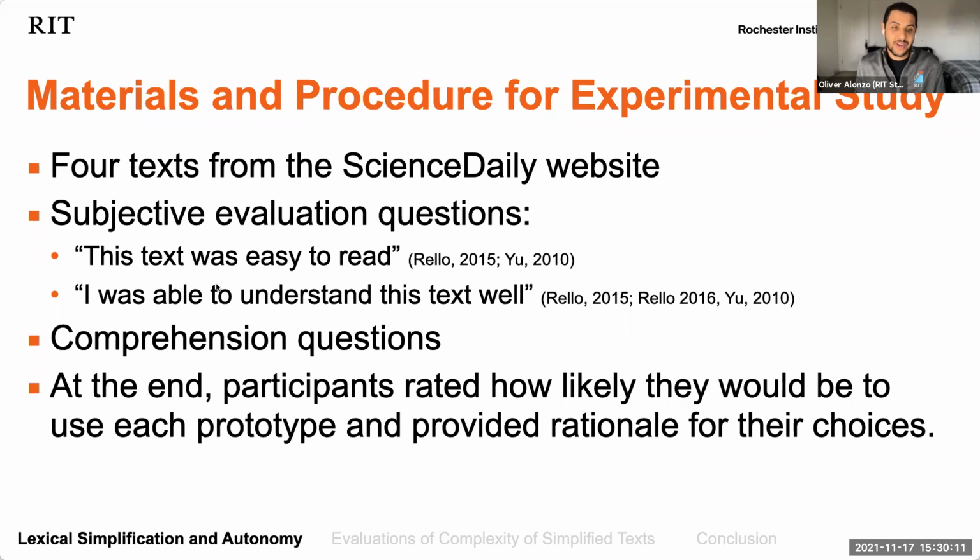For both of those subjective evaluation questions, participants responded using a 5-point Likert scale of agreement, going from strongly disagree to strongly agree. We also included comprehension questions in our study as a way to keep participants engaged in their reading tasks. So they responded to comprehension questions after each text. At the end, participants also rated how likely they would be to use each prototype and provided rationale for their choices of why they would be likely to use a prototype or why they wouldn't be likely to use a prototype.